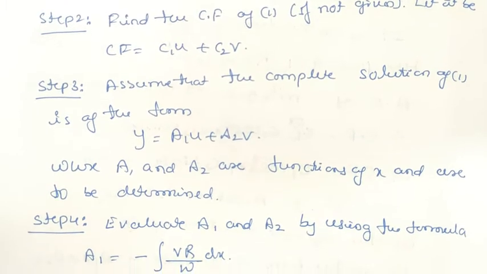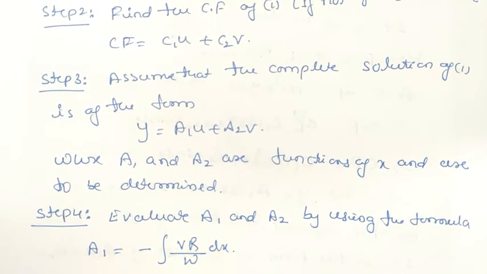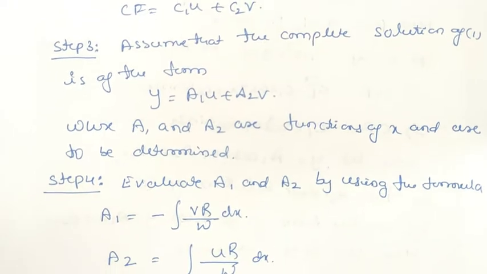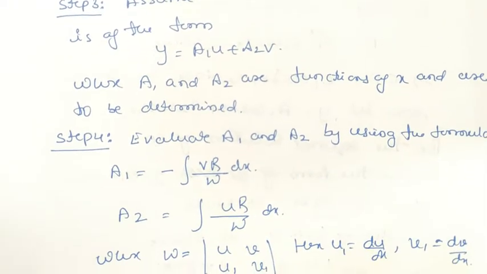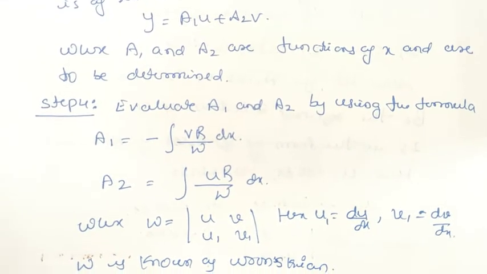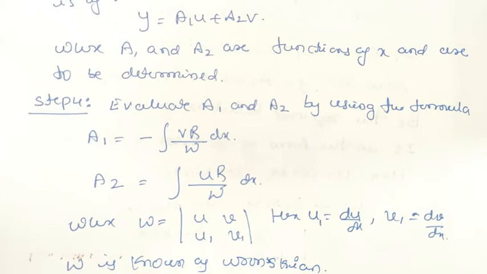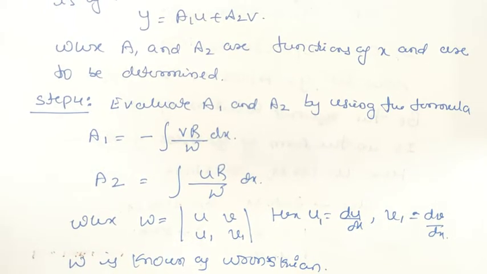Step 4 is we have to evaluate these a1 and a2. To evaluate a1 and a2 we use these formulas. a1 is equal to minus integration of vr divided by w into dx, and a2 is integration of ur divided by w dx, where w is the determinant with first row u, v and second row u1, v1, where u1 is du by dx and v1 is dv by dx, and this w is also known as the Wronskian.